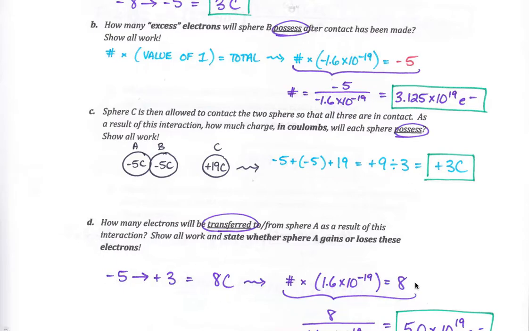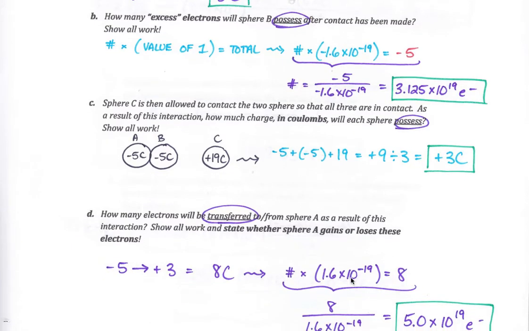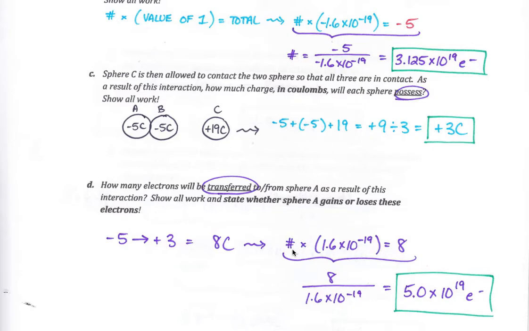I plug 8 as the total into my number of electron equation. And if I just solve this, the number of electrons that transferred is going to be 5.0 times 10 to the 19th electrons. Now, A went from -5 to positive 3. It became more positive, so it actually gave up electrons. So A lost 5.0 times 10 to the 19th electrons in order to become positive 3 from a -5.